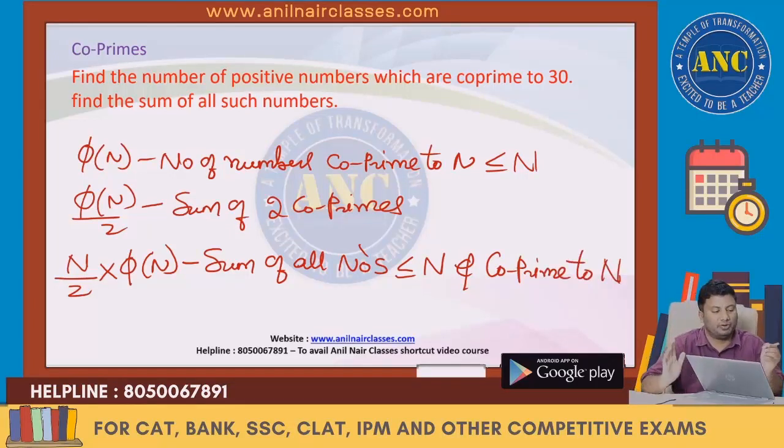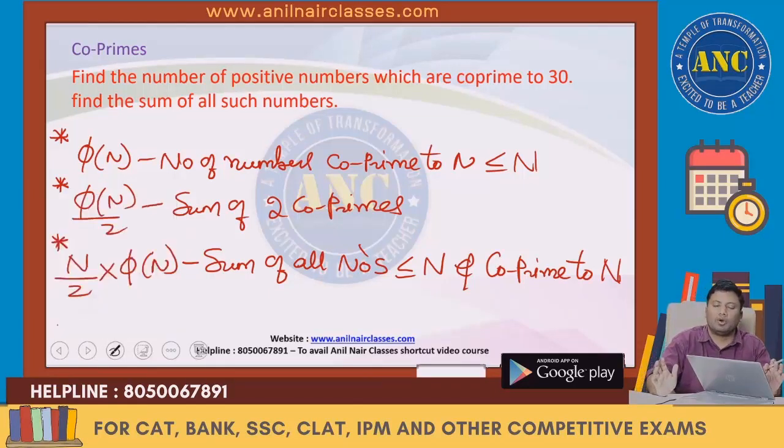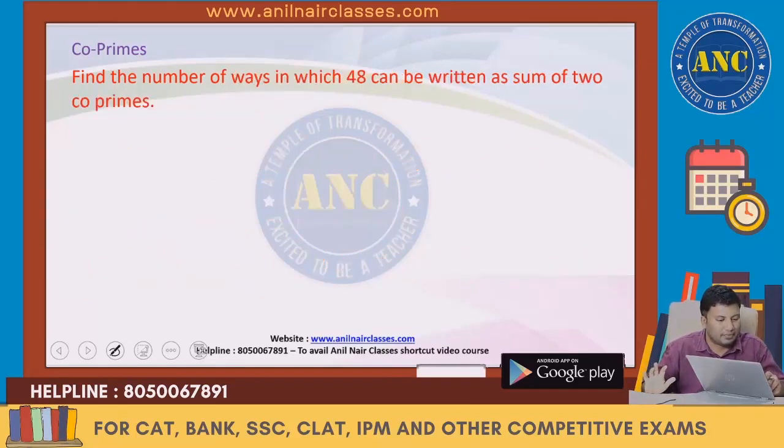Don't get confused. Three important concepts in co-primes: phi of n, phi of n by 2, and n by 2 into phi of n. Number of numbers which are co-prime to n and less than or equivalent to n, sum of two co-primes, sum of all the numbers less than or equivalent to n and co-prime to n. I hope the concept is clear.